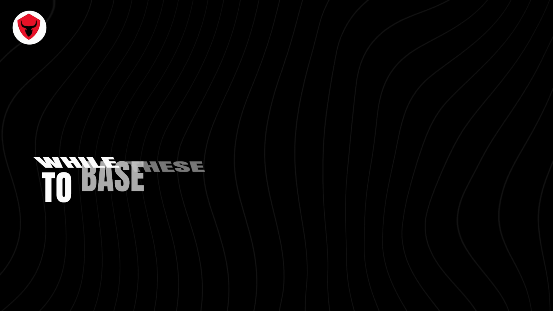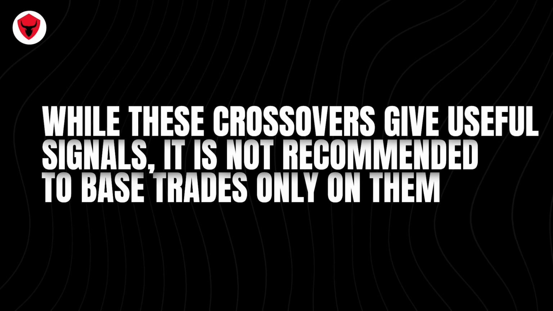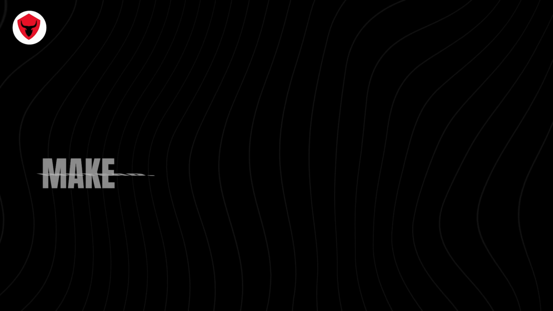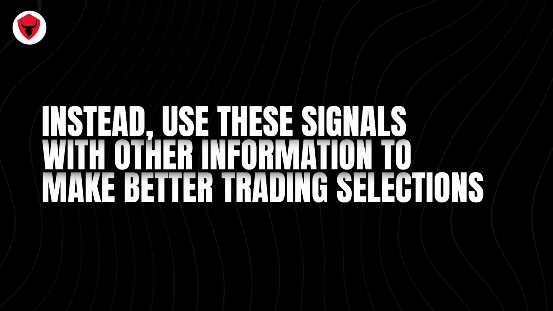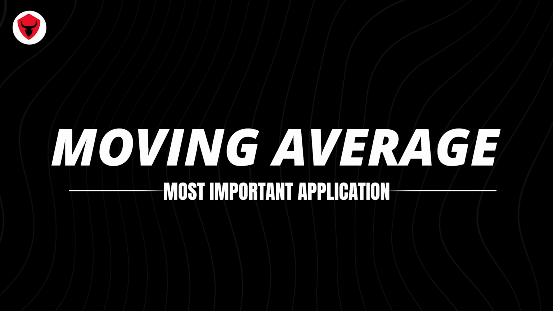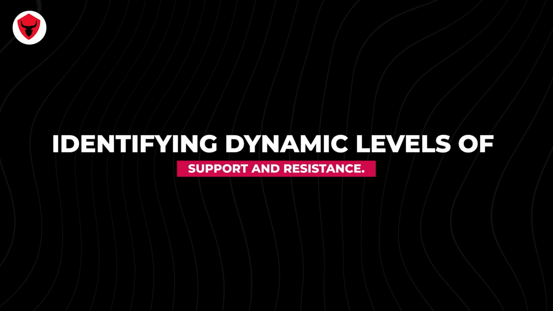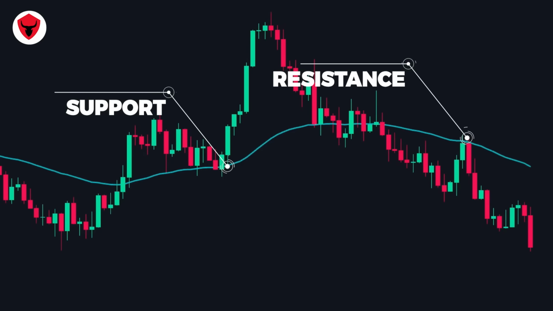While these crossovers give useful signals, it is not recommended to base trades only on them. Instead, use these signals with other information to make better trading selections. Thus, these are two strategies for detecting market reversals. Next, we'll look at one of the most important applications of the moving average: identifying dynamic levels of support and resistance. Moving averages are an effective way to identify dynamic levels of support and resistance.